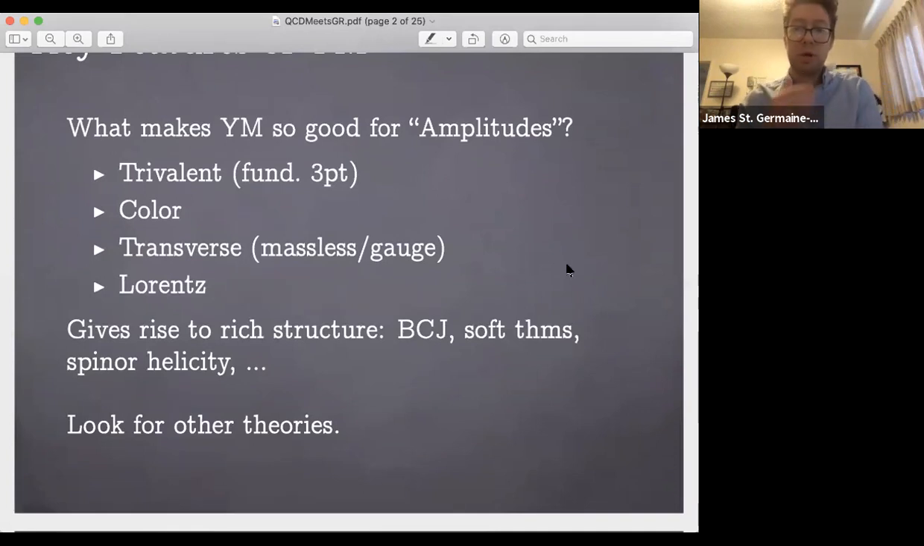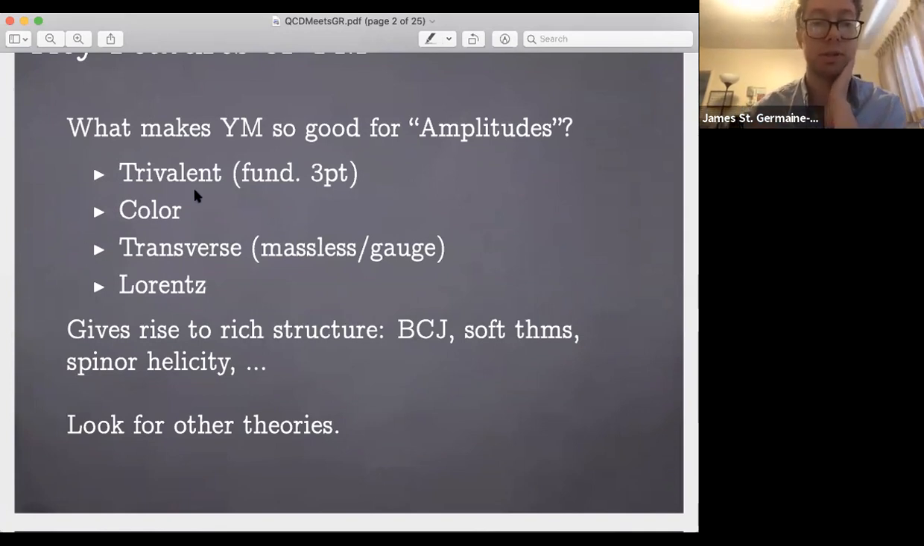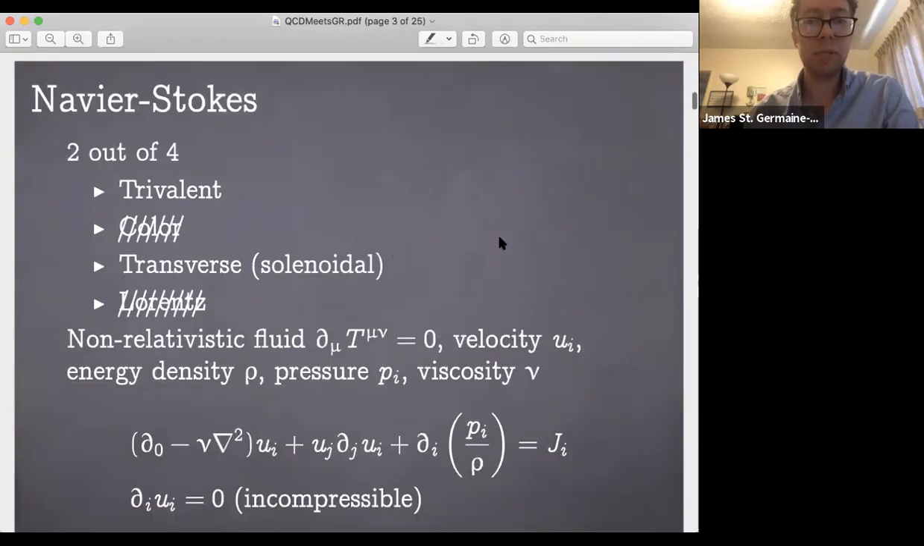Combinations of these properties give rise to a tremendous amount of rich structure. So for example, BCJ is sort of a combination of trivalent and color, and think of the Weinberg soft theorem as a combination of trivalent and gauge, and so on and so forth. So if you want to look for a new theory that plays nice with amplitudes, it'd be nice to have some of these properties. And Navier-Stokes has two of them, just to start with. It's trivalent and transverse, or at least if you look at an incompressible fluid or solenoidal fluid, however you want to say it.